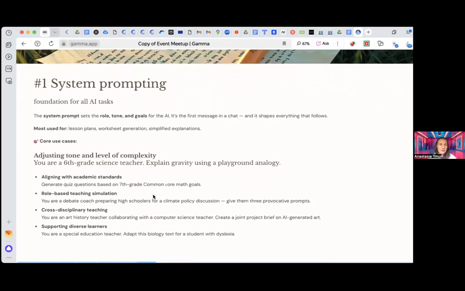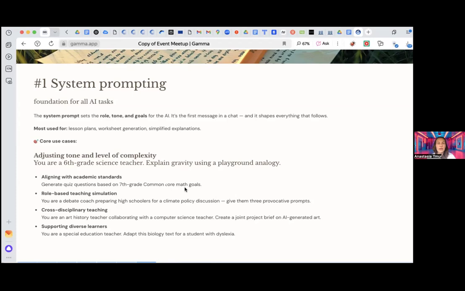I have here some use cases. I found them very interesting for us as educators. And I have some prompts for you here, like we can adjust tone and level of complexity. So you need a material for 6th grade, or you need a material for a student, and the level of knowledge is different. For example, it is physics, but it's a different level in physics for 6th grade or for the student.